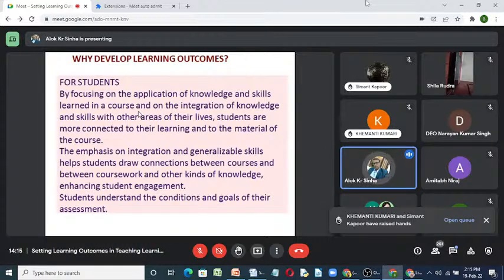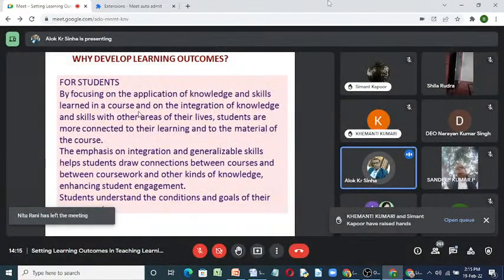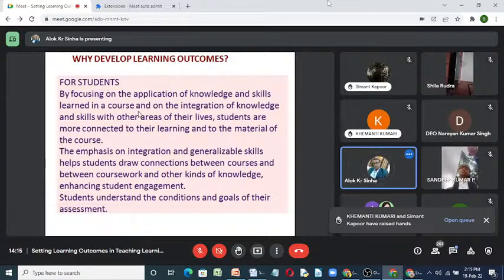So first, let us see how it benefits students. By focusing on the application of knowledge and skills learned in a course and on the integration of knowledge and skills with other areas of their life, students are more connected to their learning and to the material of the course. The emphasis on integration and generalizable skills helps students draw connections between courses and between coursework and other kinds of knowledge. So we must focus on what content, material and knowledge is given to students so that they feel connected to the learning process. This is the most important thing for any learning outcome to be achievable. We must focus on the content and material knowledge given to the students.